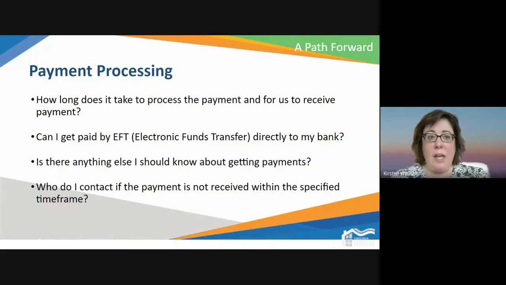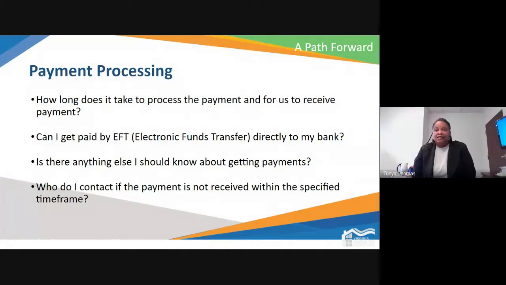Okay, thank you. And can I get paid by EFT, which is electronic funds transfer, directly to my bank? Yes, if you have set your organization up with DOA, which is the Virginia Department of Accounts, for that, then yes, you can get processed through electronic funds transfer. And Amanda, I'm sorry, I saw your hand.